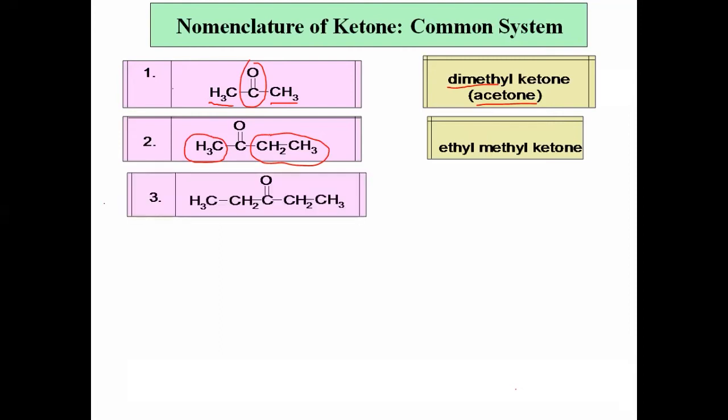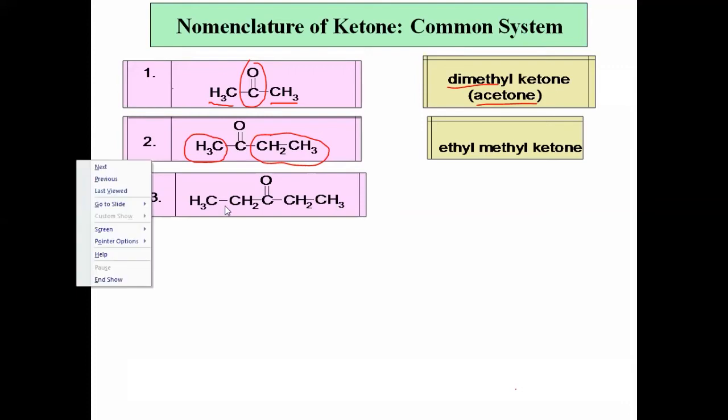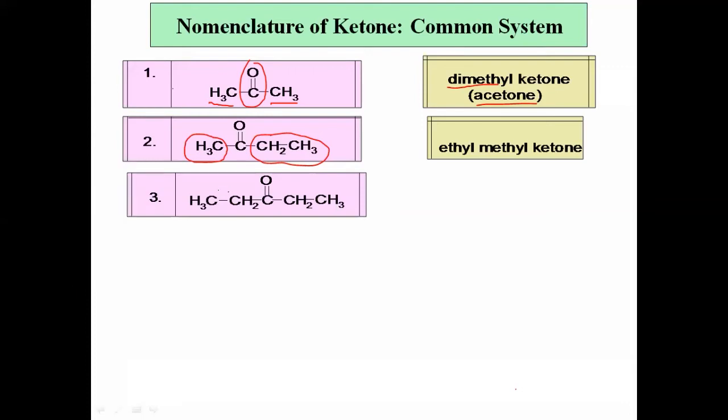Let us see the next example. Again here, which groups are attached to the carbonyl carbon? This is the first group, CH2 CH3, an ethyl group. Then the second, CH2 CH3, again an ethyl group. This means two ethyl groups are attached to the carbonyl carbon. Therefore, we directly write diethyl ketone.